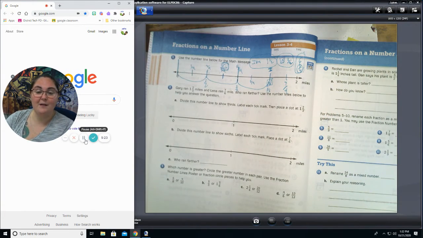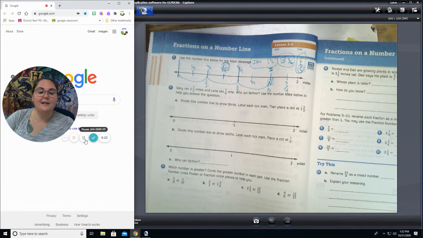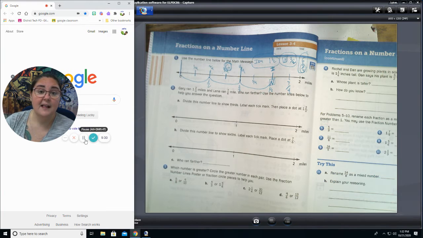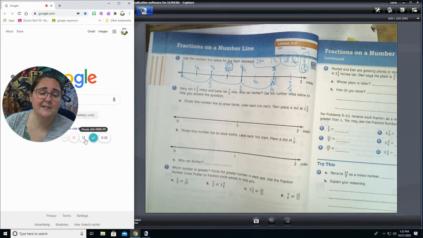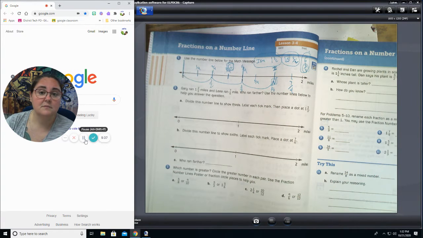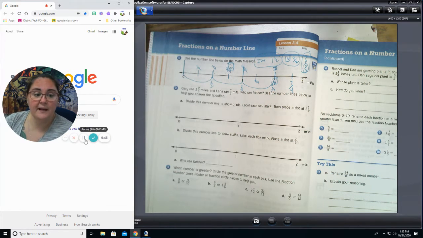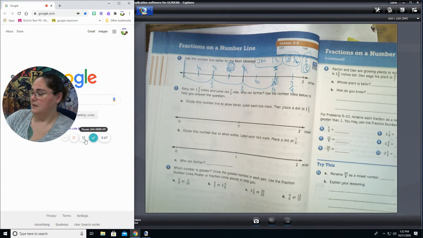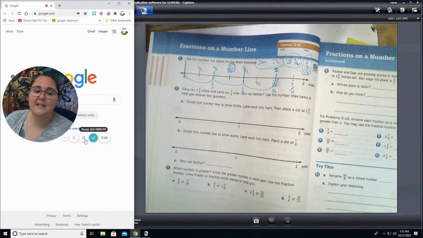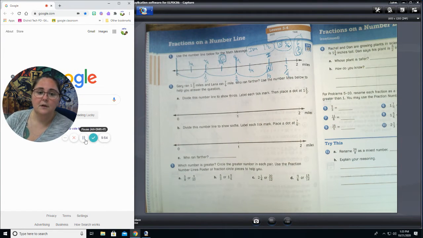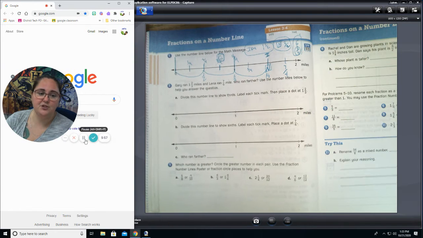That's how you're going to do this problem. That's how you can use these number lines to help you. First, you need to figure out how you're going to separate your number line. Then you need to figure out where your answer goes. The best way to do this is to label your number line. Okay? So, looking at number 2. Gary ran 1 2/3 of a mile. Lena ran 7/6 of a mile. Who ran farther? Use the number lines below to help you answer the question.